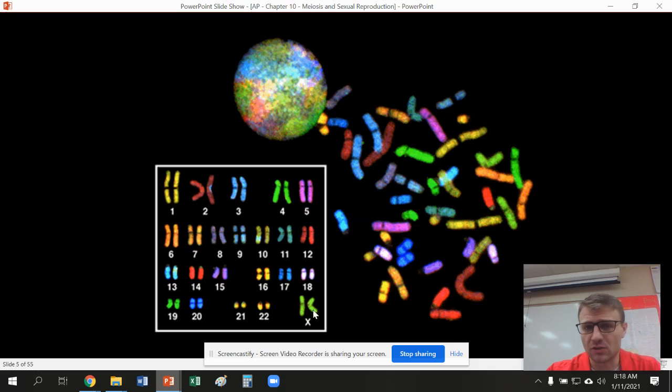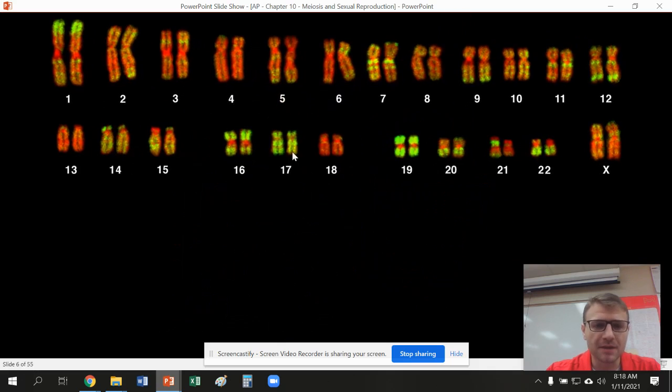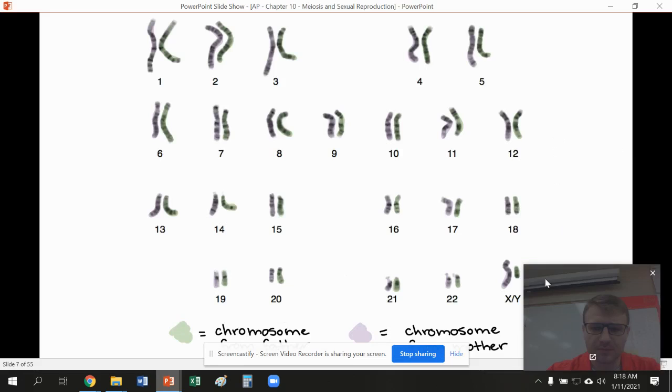There's nothing really special about these sex chromosomes other than they determine the sex of an individual. But we usually put those at the end so we can know what the sex is. And not every species is going to have X and Y chromosomes. There are some that have Z and W and other letters. But for humans, it's X and Y. This is another karyotype. You can see here the red parts and the green parts signify different parts of the chromosome. And we organize them 1 through 22 with our sex chromosomes at the end.